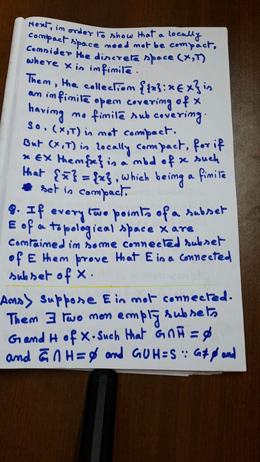If every two points of a subset E of a topological space X are contained in some connected subset of E, then prove that E is a connected subset of X. Suppose E is not connected. When we are going to prove something, we will often consider the reverse, so I am considering the reverse. Suppose E is not connected. Then there exist two non-empty subsets G and H of X such that G intersection closure of H equals phi, closure of G intersection H equals phi, and G union H equals E. Since G is not equal to phi and H is not equal to phi, if you take the union of G and H, we will get E. If you go to my previous video and see what the closure of a set is, you will understand everything.